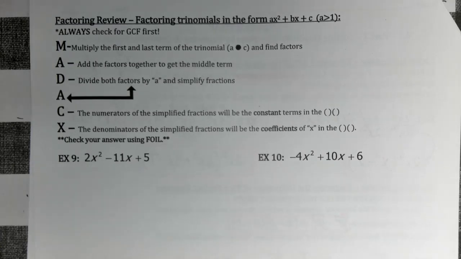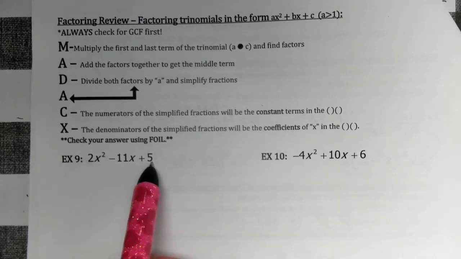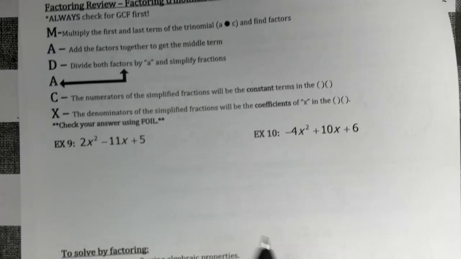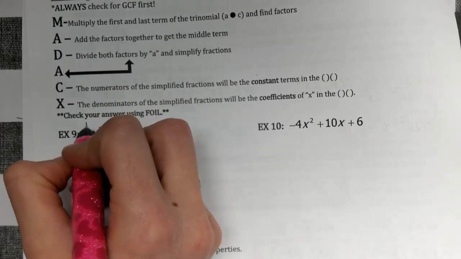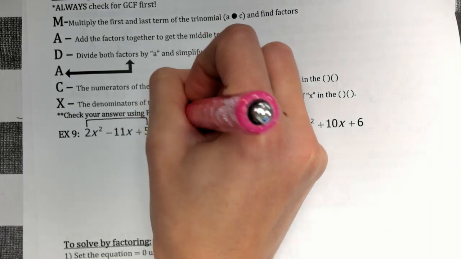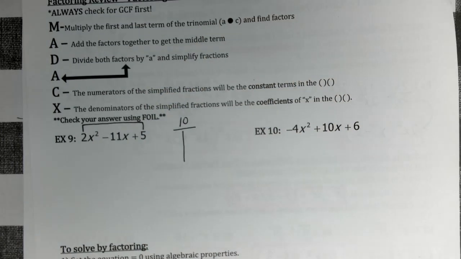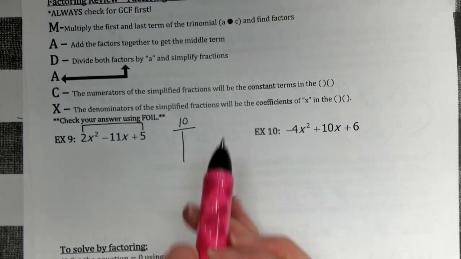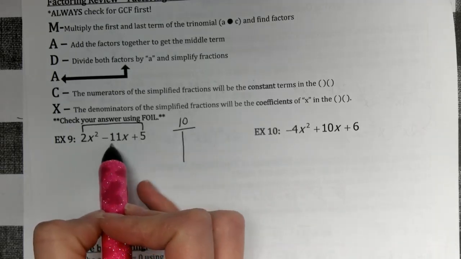Now, when you have a coefficient that's greater than 1, okay, you're going to have a few different steps. Your first step is to still check for a GCF, because now you have a coefficient, now there's a possibility you have a GCF. Once you do that, if you don't have a GCF, you're going to multiply your first times your last term. Okay, so 2, 11, and 5 don't have a GCF, so I multiply first times last, my A times C. 2 times 5 is 10. That's now the number you want to find factors of. Okay? I want to find factors of 10 that give me this 11.